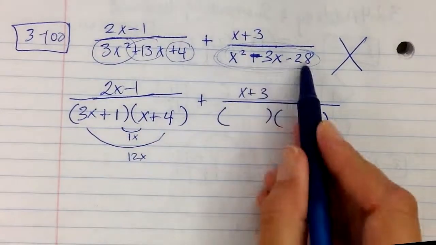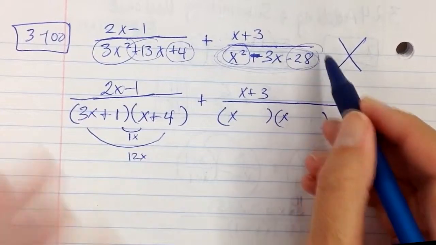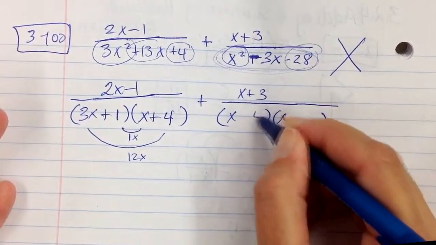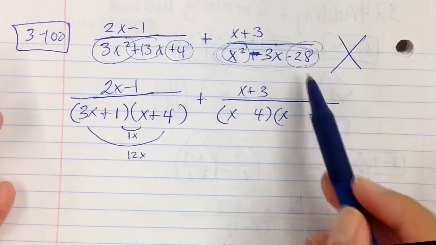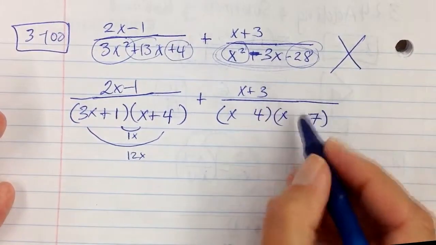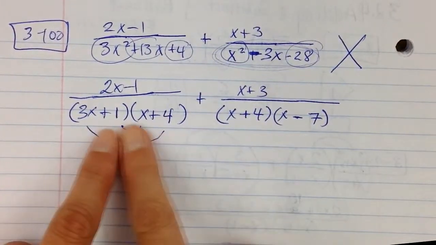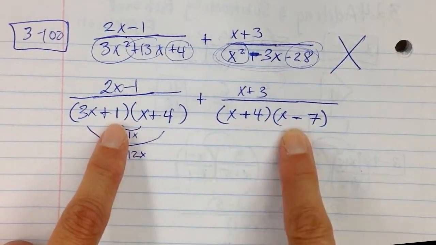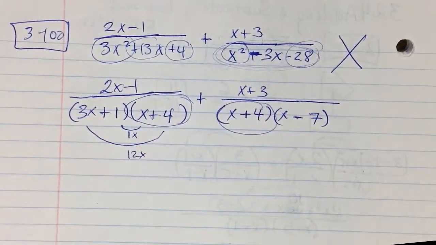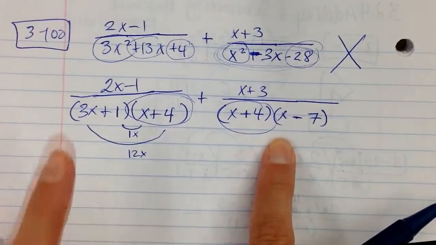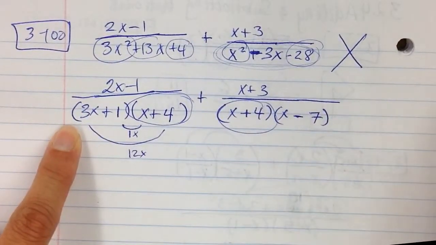This one is x times x, because it's only x squared. And 28, well, the factors of 28 are pretty much 4 and 7, right? 4 times 7 is 28. And it's a negative 3, so let's make that a negative 7 and a positive 3. And so do they have something in common? Yeah, they both have an x plus 4, so we don't have to multiply by that. But this one does not have a 3x plus 1, and this one does not have an x minus 7. So that's what we need to multiply them by.